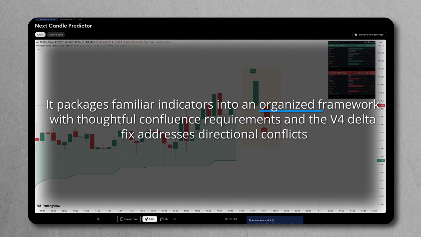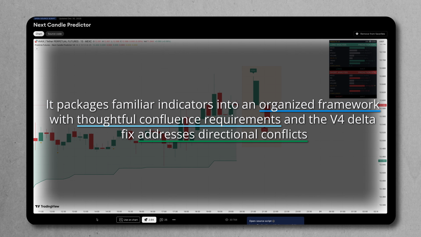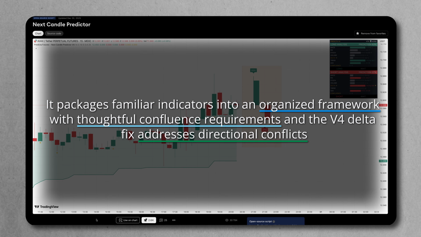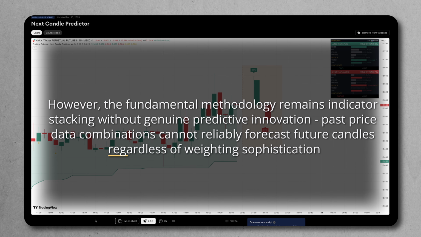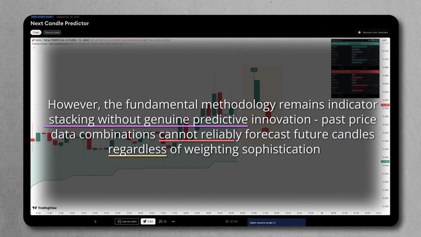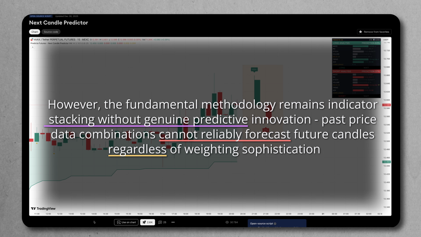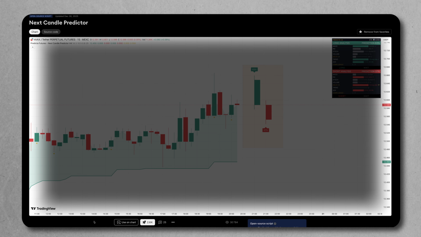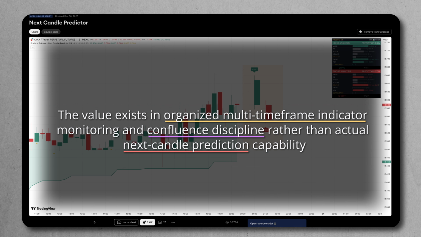It packages familiar indicators into an organized framework with thoughtful confluence requirements, and the V4 delta fix addresses directional conflicts. However, the fundamental methodology remains indicator stacking without genuine predictive innovation. Past price data combinations cannot reliably forecast future candles regardless of weighting sophistication. The value exists in organized multi-time frame indicator monitoring and confluence discipline rather than actual next candle prediction capability.